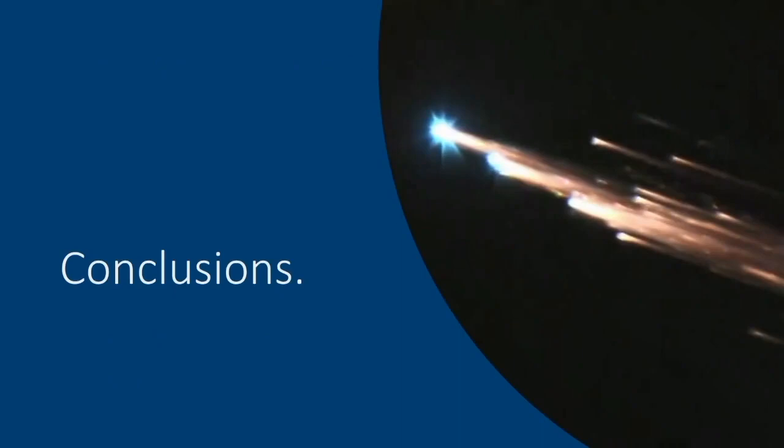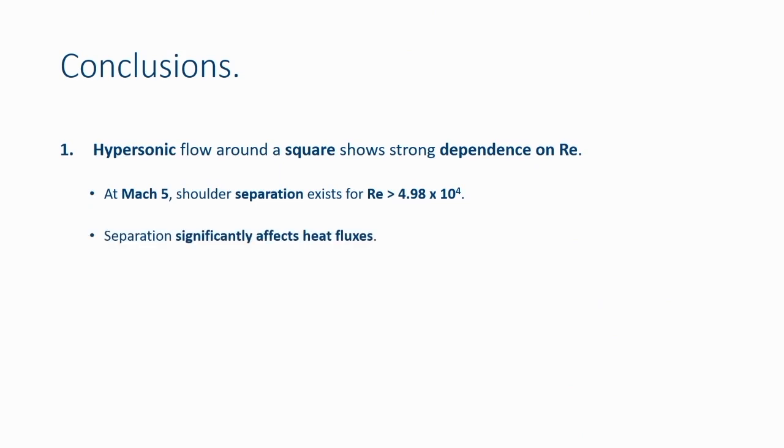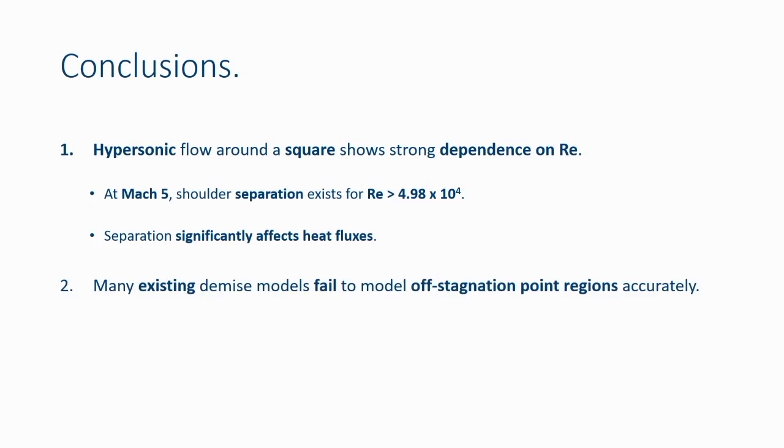Okay, conclusions. One, hypersonic flow around the square shows a strong dependence on Reynolds number. Good, we're happy with that. At Mach 5, a separation bubble starts to form at around Reynolds number 50,000. This separation bubble strongly affects the heat transfer rate to the satellite. And secondly, many existing demise models fail to model this behavior, right? We're not capturing this, and therefore our predictions of casualty risk on the ground are likely very wrong.